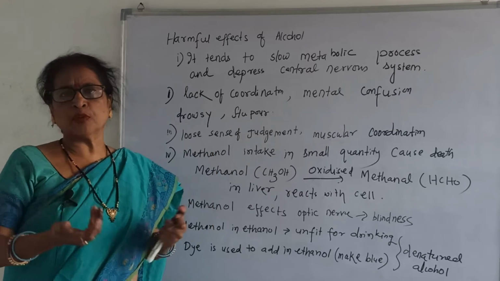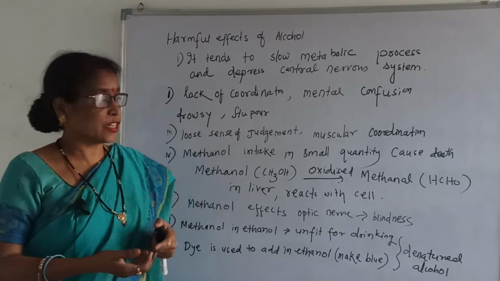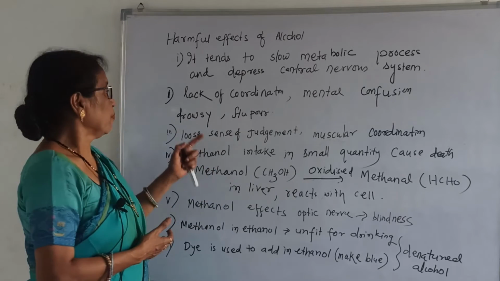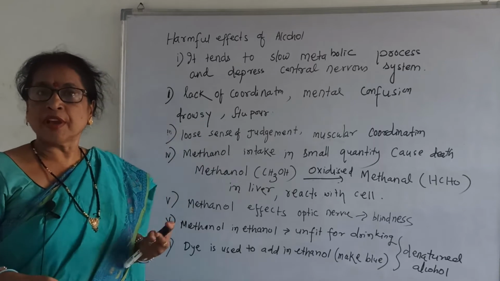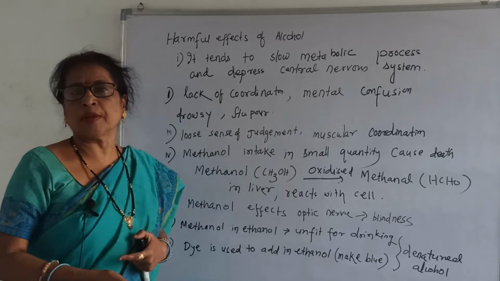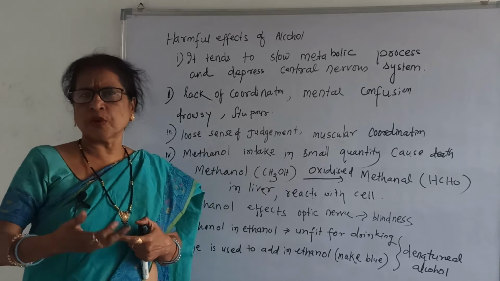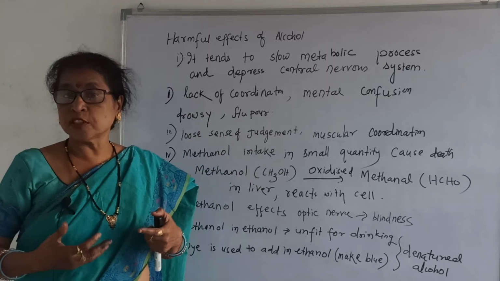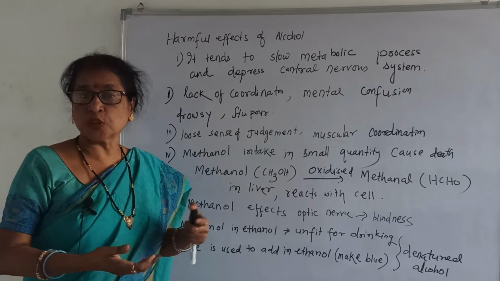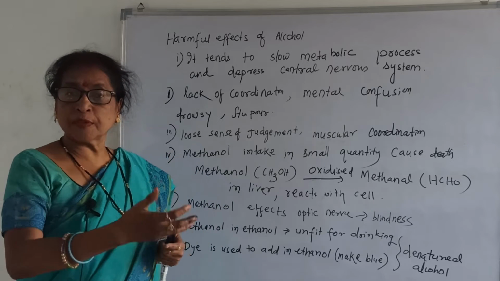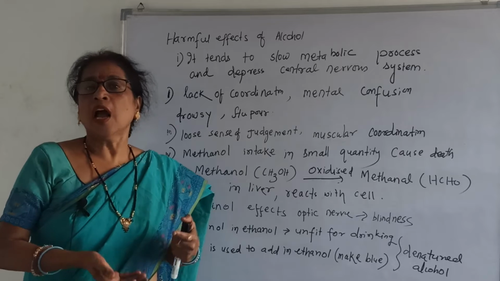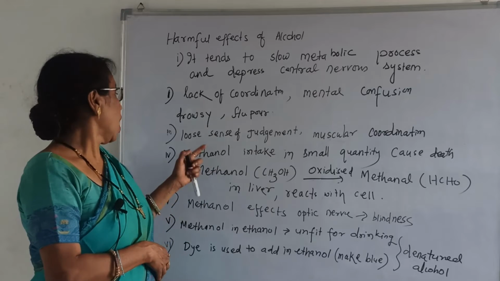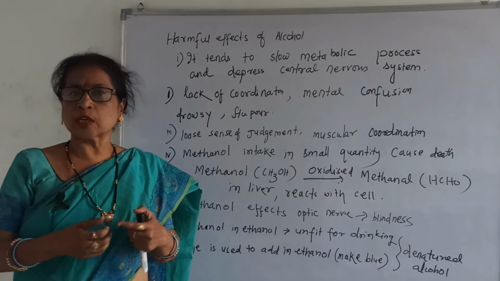He unnecessarily scolds anybody because he cannot coordinate. And drowsy, always feeling drowsy, just like he is getting sleepy. And stupor: he talks uselessly. He can scold anybody, he can show his anger to anybody without any reason. Loss of sense of judgment: he can't judge whether something he is doing is good or not. He cannot praise something if he is doing good. He may scold anybody, whether he is doing good or not. Loss of sense of judgment.